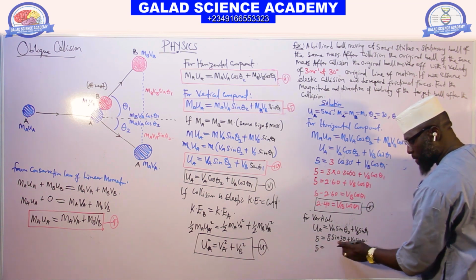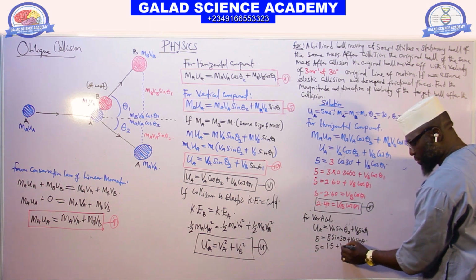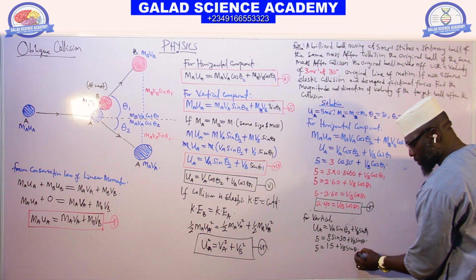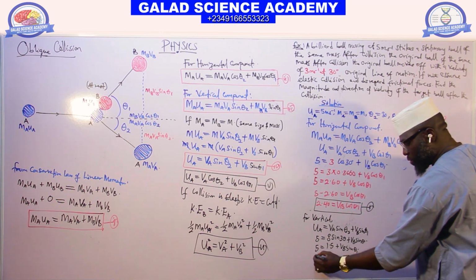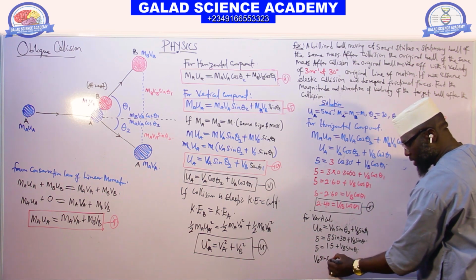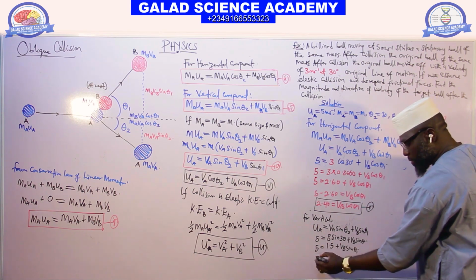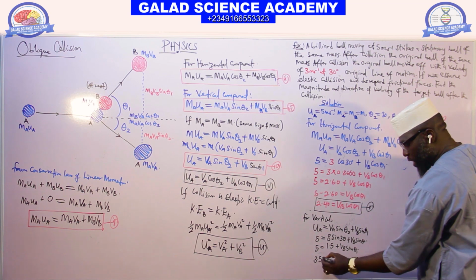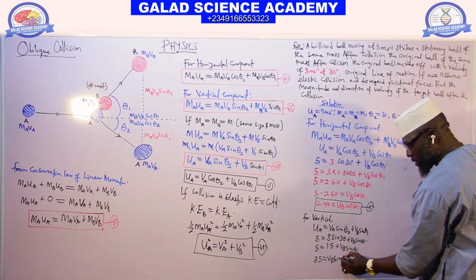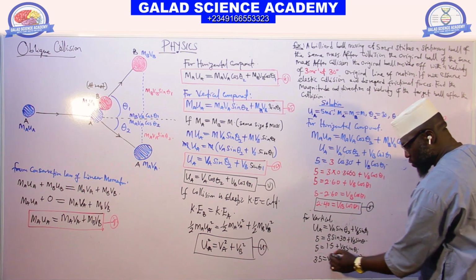You now have 5 into the, then here we have 1.5 plus VB sine theta. So subtract this from this, we have 3.5 equal to VB sine theta 1. This is equation 2.